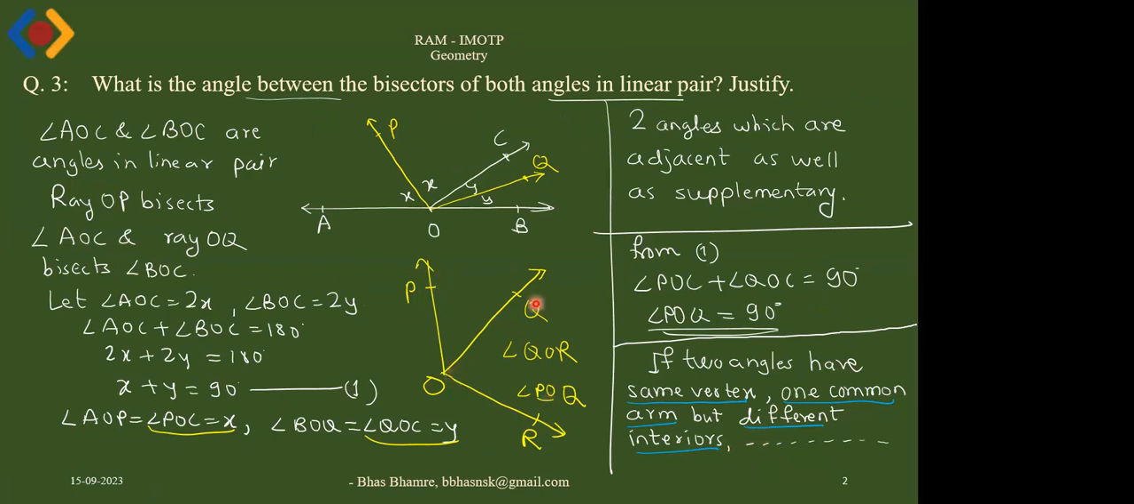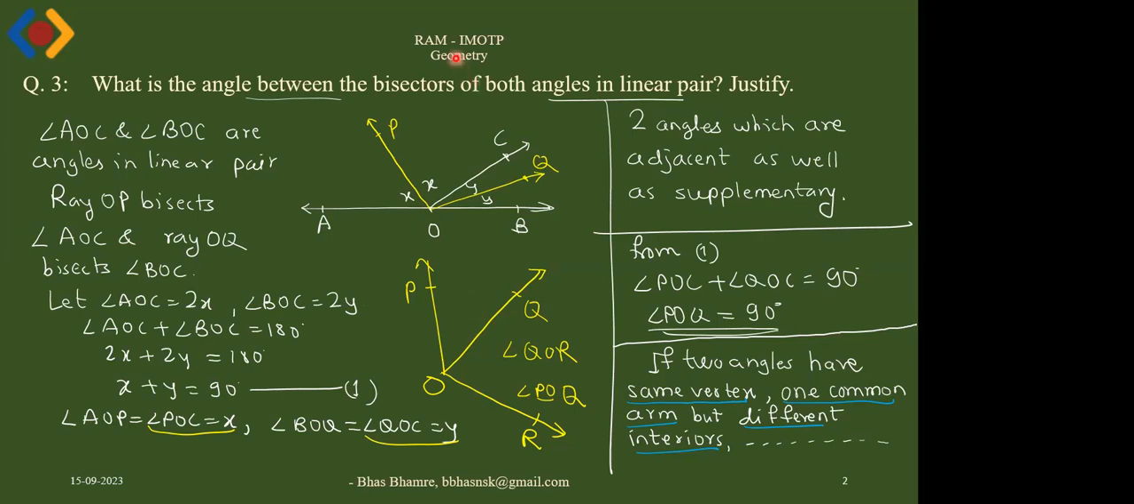POR and QOR. Are their interiors different? They are overlapping. So can I consider the exterior angle of POR? We do not consider the reflex angle, okay? We consider only angles less than 180 degrees. That is, we do not consider reflex angles in a linear pair. Conjugate angles is a different concept where we consider the reflex angle, not here.